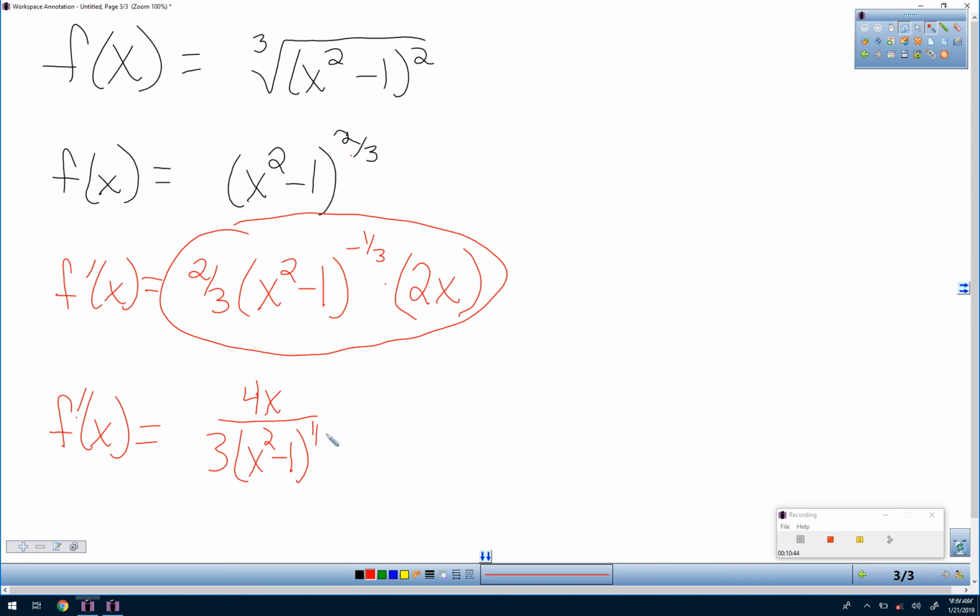I don't know why the pen's not working like it should. You gotta love technology. The 3 is just not wanting to come up like it should. Anyway, that is supposed to be a 1/3. I'm gonna get it eventually.